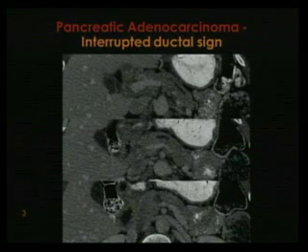Be careful with the interrupted duct sign. These are findings that you can see in the pancreas, and sometimes you have just a segment of the duct that is prominent, and then you don't see much, and then you see prominent again. This can be an indirect sign of pancreatic malignancy. In this case, let's see this movie. We have the ductal dilatation.